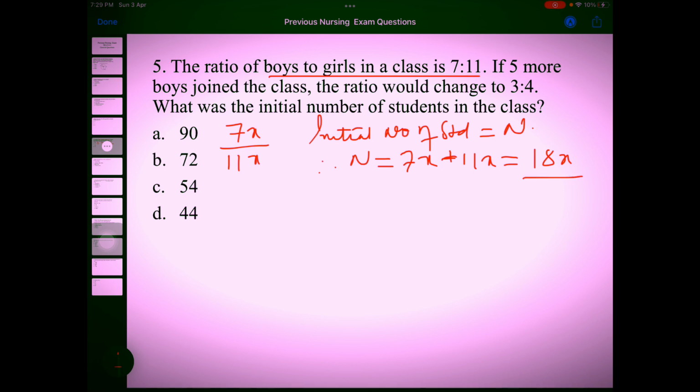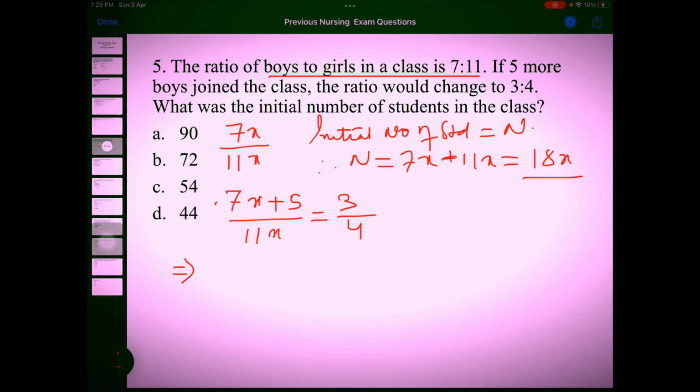And the second data which is given, if 5 more boys join the class, the ratio will change to 3:4. So 7x plus 5, that is 7x is the initial number of boys, then another 5 boys join the class, so it will be 7x plus 5 divided by 11x is equal to 3/4, or 3:4, that is 3/4.